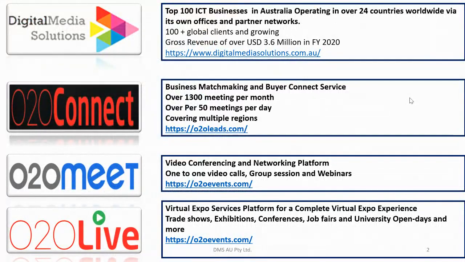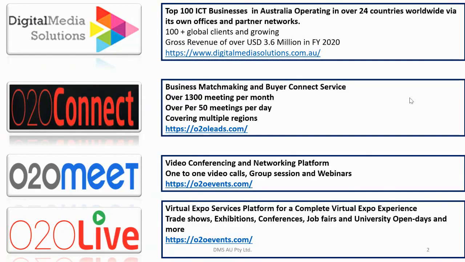So what we're talking about today is a little bit of an intro to business organizations. Our parent company is called Digital Media Solutions. We are recognized as one of the top 100 ICT businesses in Australia, and we've operated in 24 plus countries through our own operations as well as our business partner networks. We work with over 100 plus global clients, and our clientele is growing, with a gross revenue of close to 4 million US dollars in the last financial year.